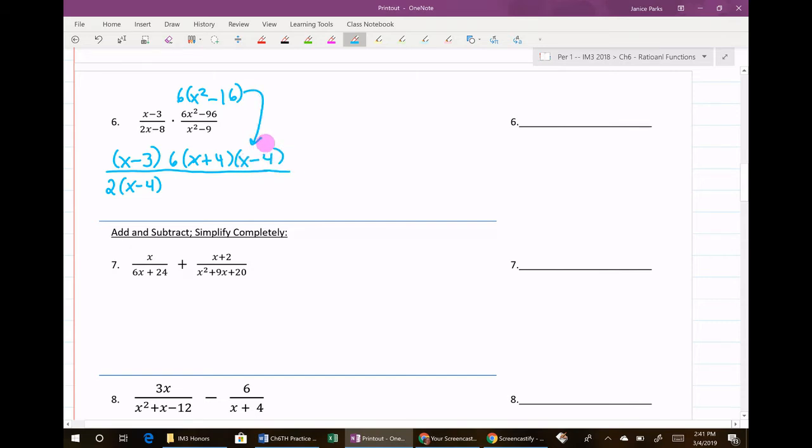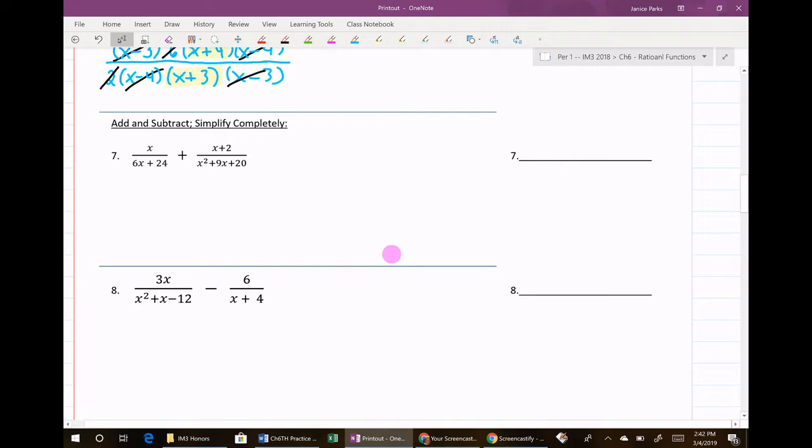Okay, so you have to factor it in 2 steps. The x squared minus 9 is an x plus 3 and an x minus 3. Cancel like terms, so x minus 3, x minus 3, x minus 4, x minus 4. The 6 and the 2 will reduce. You can cancel the 2 and it goes into 6 3 times. So at the top I have a 3 and an x plus 4, and at the bottom I have x plus 3.